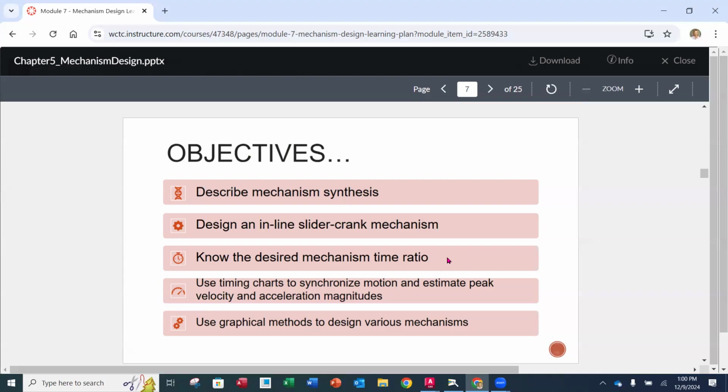All right, so our objectives here are, first of all, to look at the term mechanism synthesis, and it's really mechanism design. It's just a fancy word for that. We're going to be looking at designing an inline slider crank mechanism. We're going to get to know what the desired mechanical time ratios are that we're going to be considering so that we have a smooth moving mechanism as its end result.